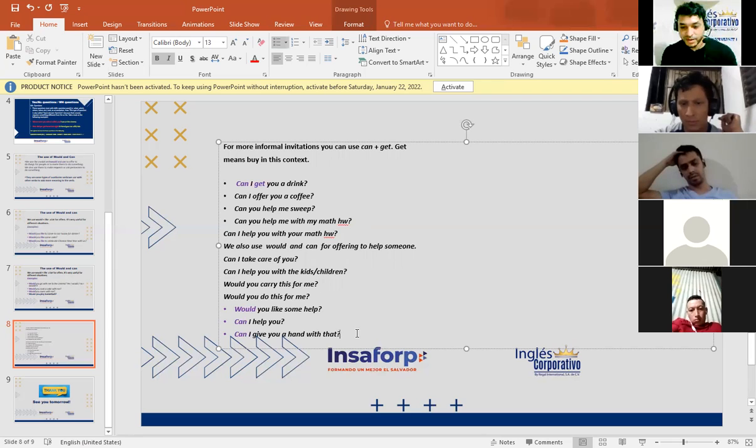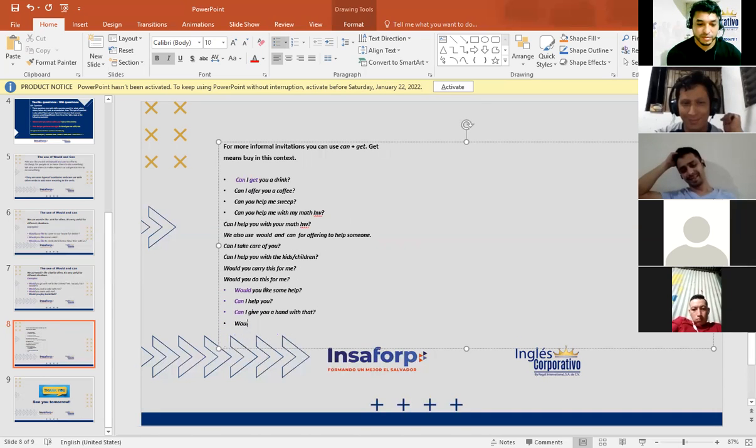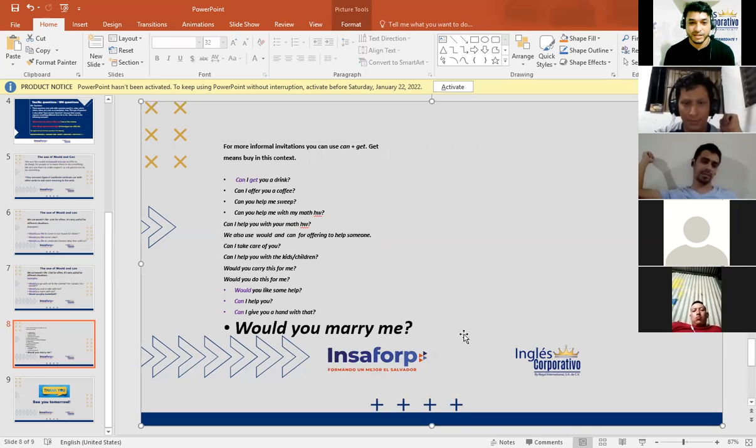And this one, I have a last one. When you propose to your girlfriend, would you marry me? Can you see the sentence is very small? Would you marry me? When you propose to your girlfriend and give her the ring, that is another use for would. It's very common. Would you marry me? Or would you like to be my girlfriend? Things like that you are asking to the other person.